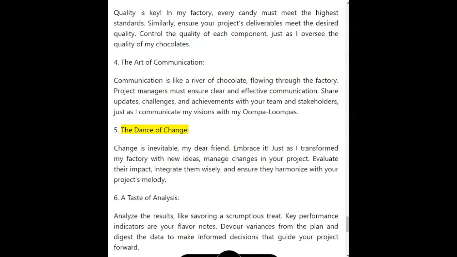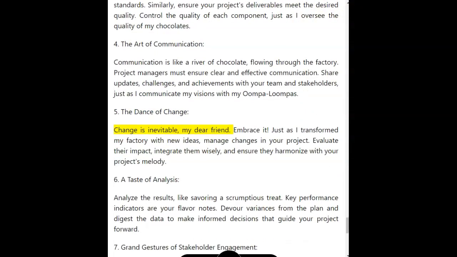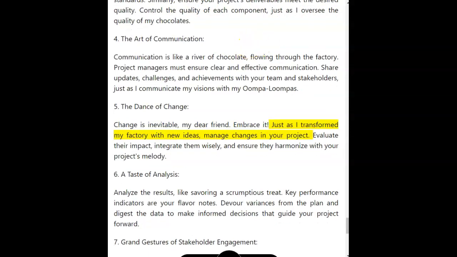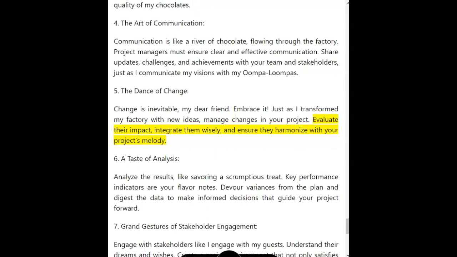5. The dance of change. Change is inevitable, my dear friend. Embrace it. Just as I transformed my factory with new ideas, manage changes in your project. Evaluate their impact, integrate them wisely, and ensure they harmonize with your project's melody.